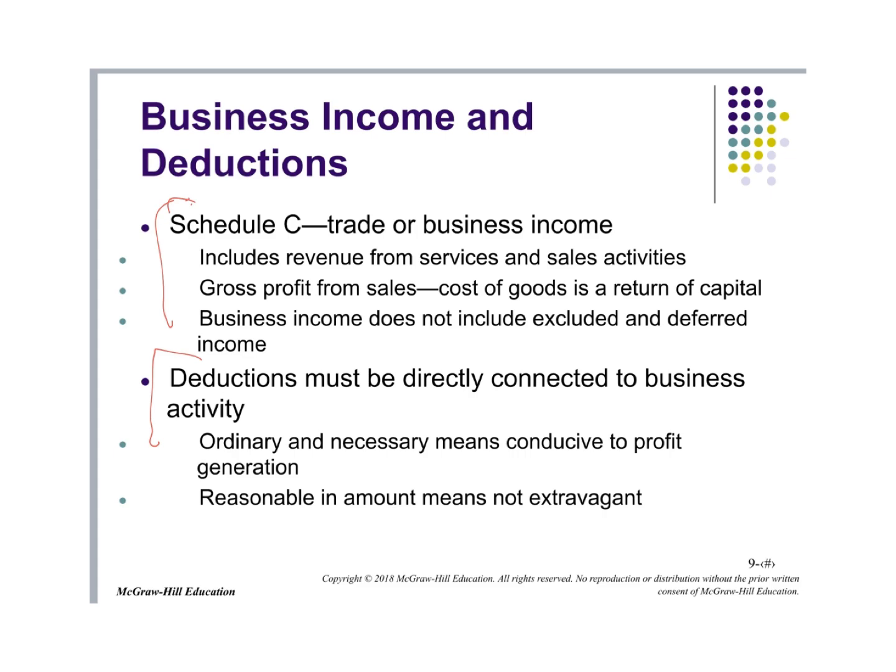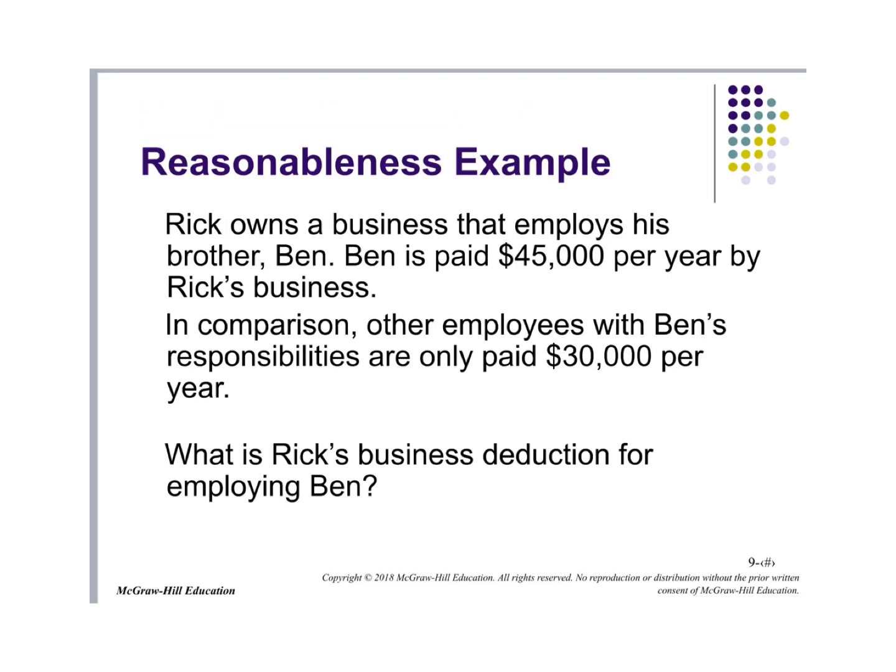But in order to be business deductions, your expense has to be both ordinary and necessary and reasonable in amount. And we've already talked about that earlier in the semester, but Chapter 9 reiterates that. All right, so let's talk about reasonableness. Lots of times when we talk about reasonableness, we're talking about salaries. And lots of times when we're concerned about the reasonableness of a salary, we are talking about related parties.